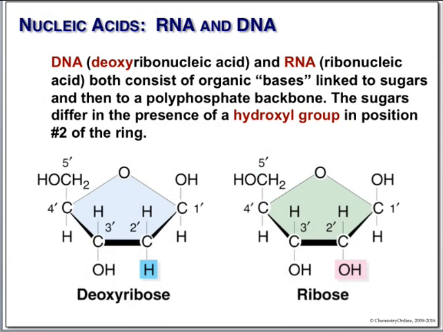Now we've also heard of RNA and DNA. How do they differ? Well, the R and the D simply stand for ribose or deoxyribose. Ribose is a 5-membered ring sugar. The difference is here on carbon 2, in deoxyribose, instead of an OH, you just have a hydrogen. So it's a very subtle difference between the two.